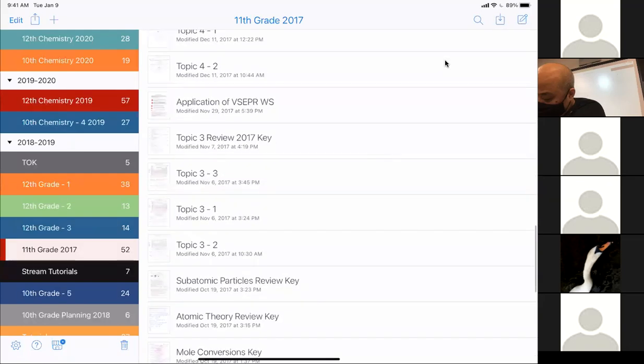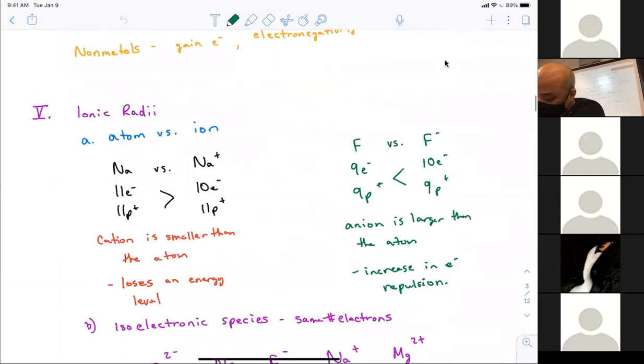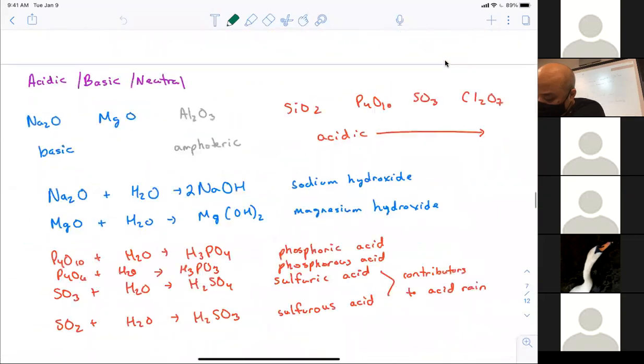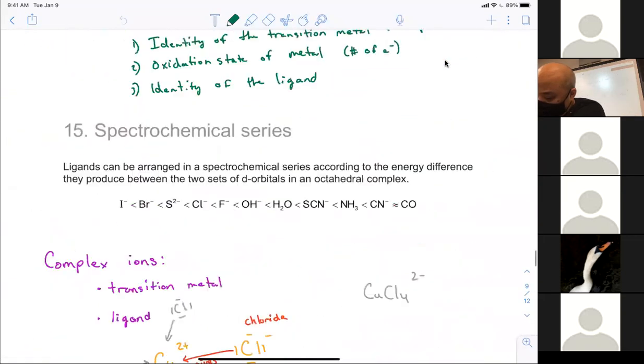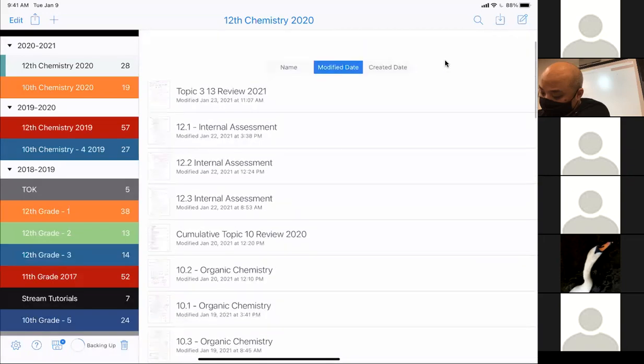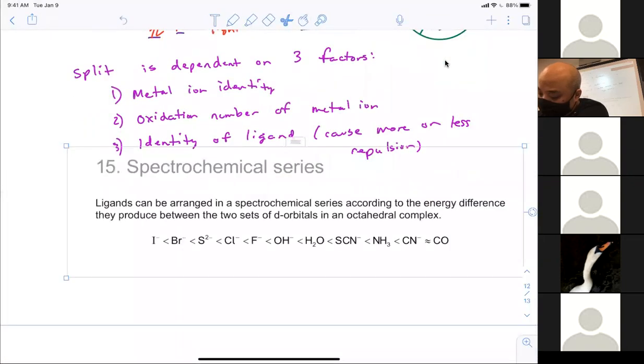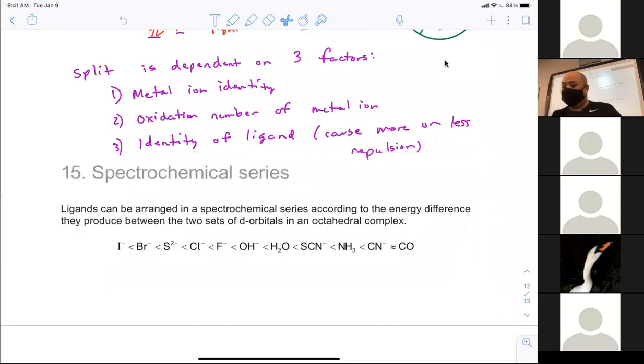Let me pull up topic 3 here. Oh, here it is. Okay. So what you'll see here is a spectrochemical series.